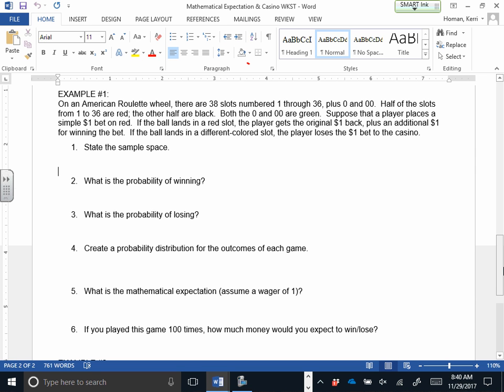Just like with any other probability situation, you have to think about the sample space in order to be able to set up your probabilities. So our sample space, what is it? Our ball could land on red, black, or green.